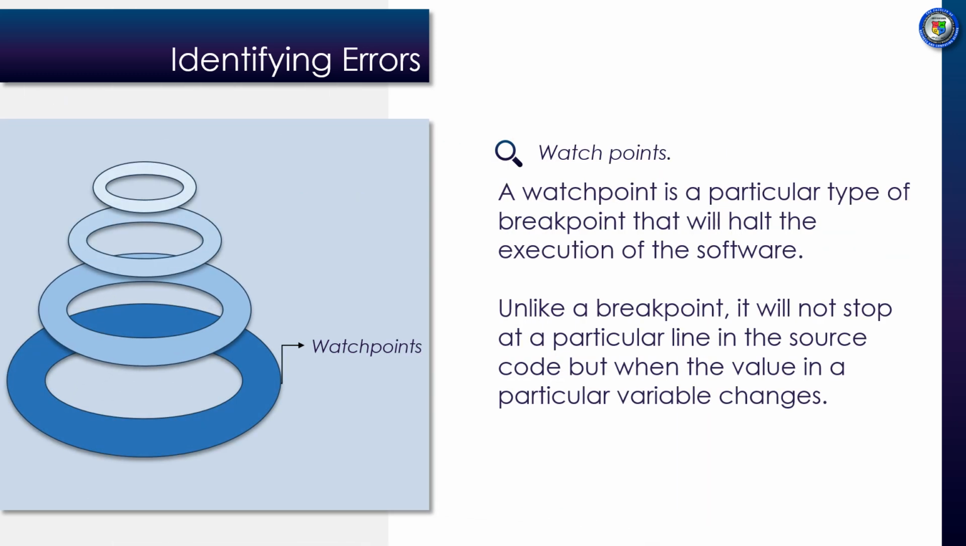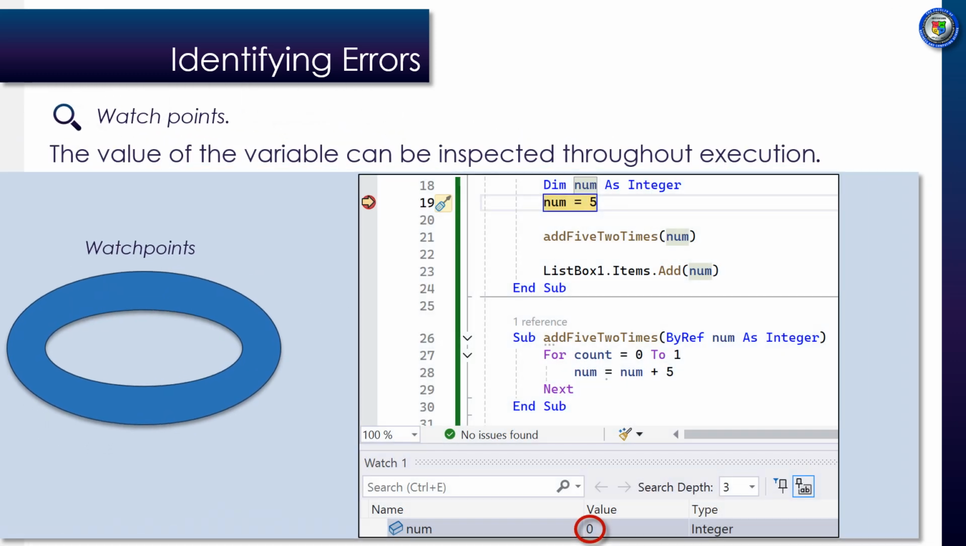Our final debugging tool is a watch point. A watch point is a particular type of breakpoint that will halt the execution of the software. But unlike a breakpoint, it won't stop at a particular line in the source code. It will only stop when the value in a particular variable changes. When setting up a watch point, the value in a variable can be inspected throughout the execution.